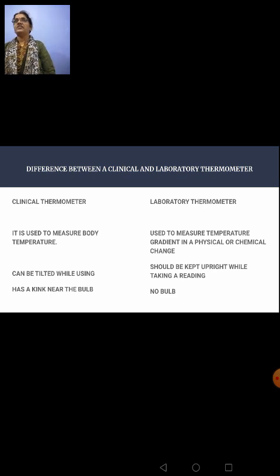This clinical thermometer has a kink near the bulb. I told you what is the use of that kink. It is that portion which will not allow the mercury level to fall into the bulb. A laboratory thermometer does not have a kink. And you can write, clinical thermometer, the reading starts from 35 degrees C to 42 degrees C. Here it is minus 10 degrees C to 110 degrees Celsius.